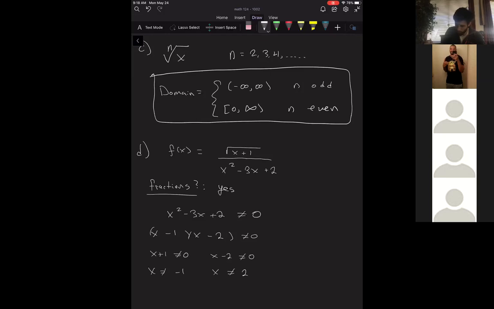Sorry, I made a typo here. This is x minus 1 can't be 0, and x minus 2 can't be 0. So x can't be positive 1, x can't be positive 2. Okay, let's keep those in mind.